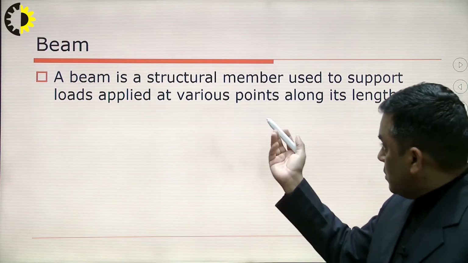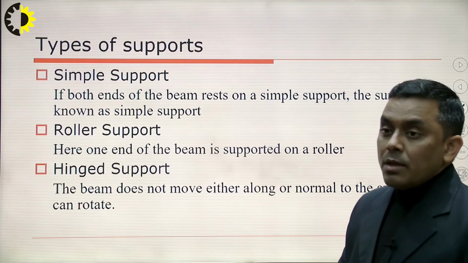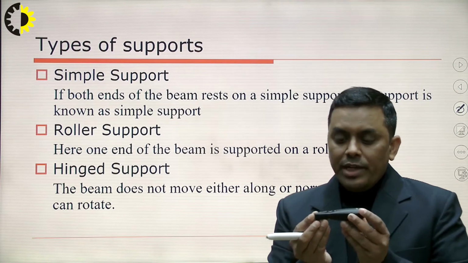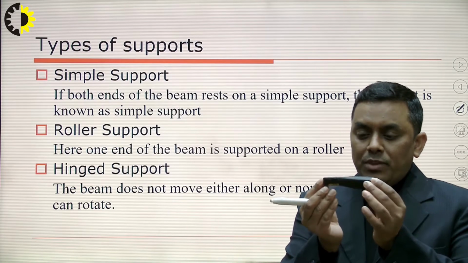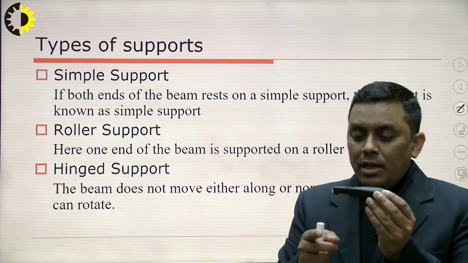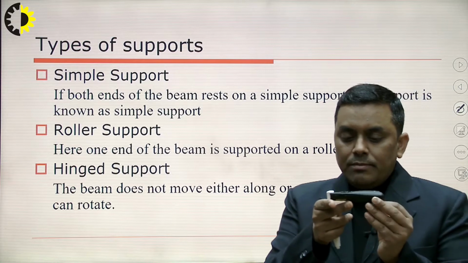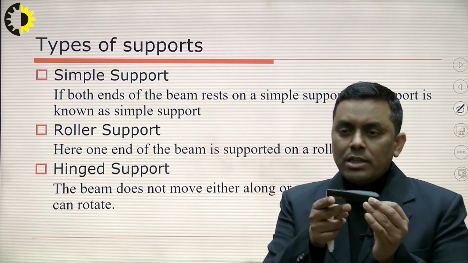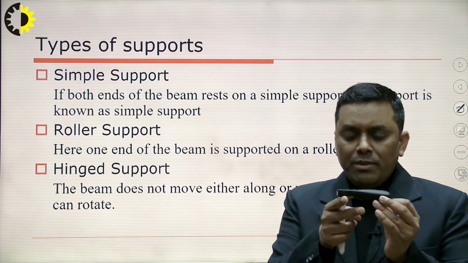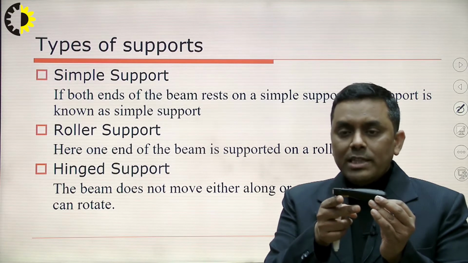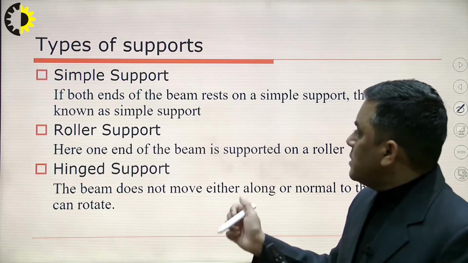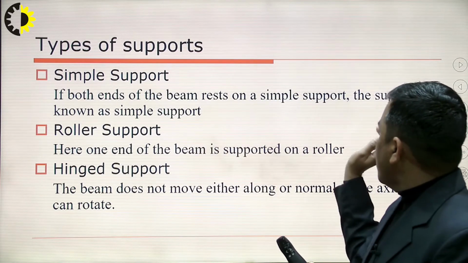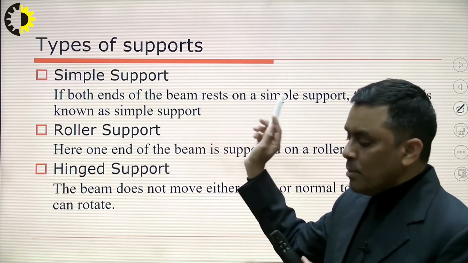Now, in which manner is it supported? If I am considering this as a beam and it is just simply supported, not a roller, not a knife edge, not fixed, normally supported, then this type of support is known as simple support. If both ends of the beam rest on a support in this way, the support is known as simple support.